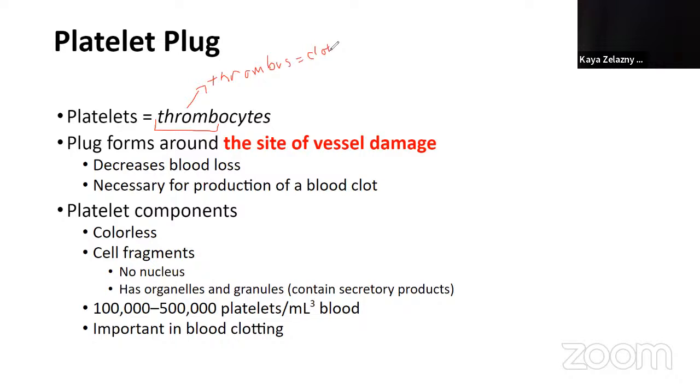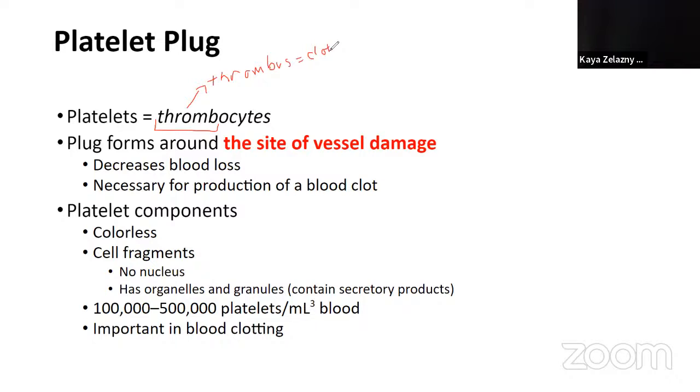So we've reduced the flow to the blood vessel with the vascular spasm. And now we're starting to cover up the hole, which is going to further reduce blood loss by actually preventing blood from getting out a little bit. The platelets aren't super effective at creating this decrease in blood loss. So we are going to form a stronger blood clot after the plug is formed. But this is the first step.